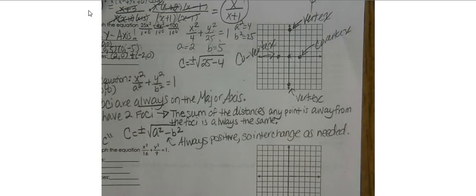So if we wanted to figure out what our foci are, I'm going to write that C is equal to plus or minus the square root. Our A squared is equal to 4 and our B squared is equal to 25. But like I said, we're going to interchange those. So I'm going to put 25 first, then minus 4 because I want my value under the square root to be a positive number. So C is going to be equal to plus or minus the square root of 21. But the square root of 21 is kind of tough to graph. So in this case, that's going to be approximately plus or minus 4.6. So that is where my foci are.